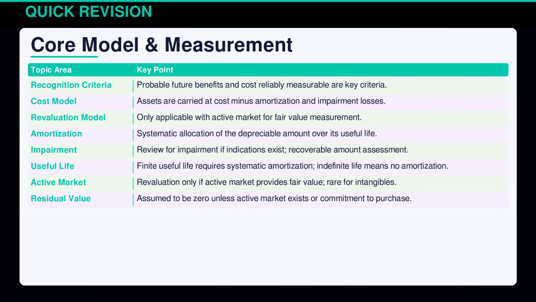To recognize intangible assets, future benefits and cost measurability are crucial. Use cost model unless an active market allows revaluation. Allocate amortization systematically over finite useful lives, while indefinite lives skip this. Impairment checks are necessary if signs emerge. Residual values are typically zero unless exceptions apply. These principles ensure consistent and reliable financial reporting, crucial for accurate valuation and investor confidence.